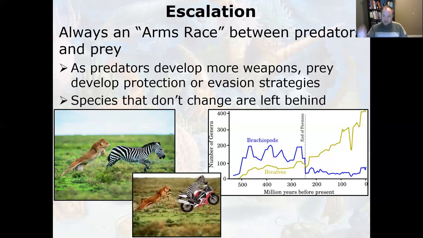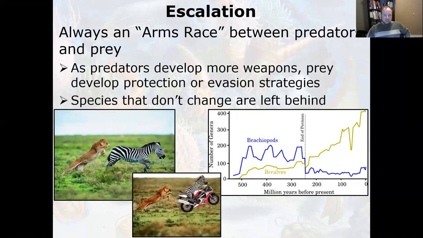That may be why you start exploiting the deeper parts of the sediment, is because they're actually trying to just get away and, oh, hey, there's food here too. But basically the species that don't change are left behind. So like a zebra is always in competition to not get eaten by the lion. If one day they evolve the ability to ride on motorcycles, that's probably going to be a pretty good thing for them. They can probably outrun. Probably not going to happen, but yeah, it's just the idea that predators are getting better.